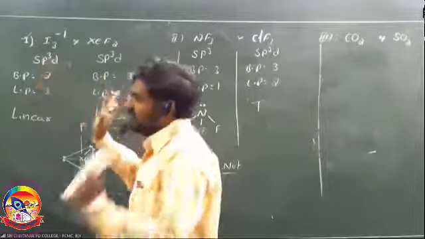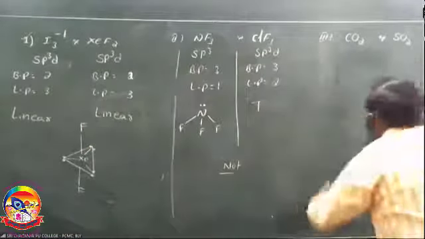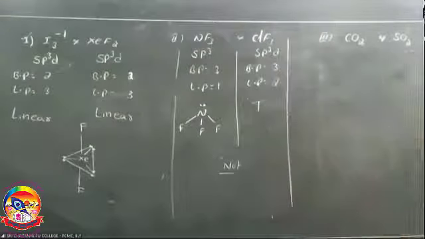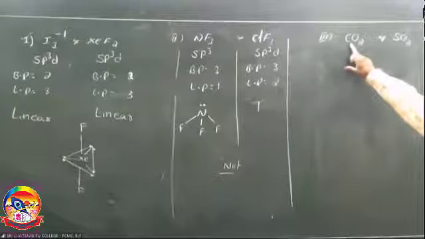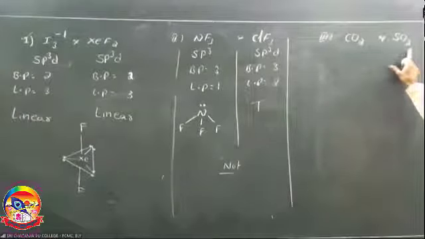So in the isostructural pairs, the first one is correct, the second one is wrong. Next, check the third option. What is the third pair? First one is carbon dioxide. Central atom 1, bonded atoms 2.